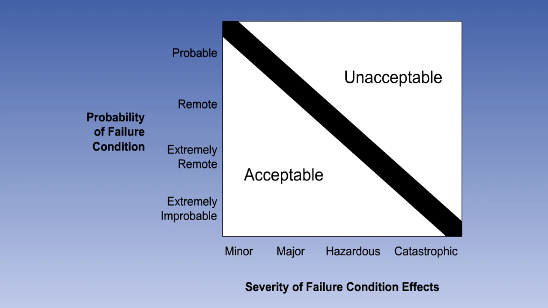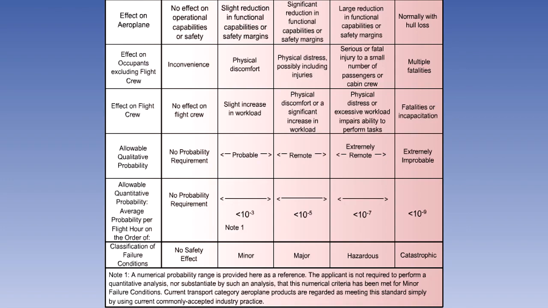The simple rule is that the more severe the outcome of a failure, the less likely must be the possibility of it happening. As you can see from the chart, a catastrophic failure must be extremely improbable, whilst a minor failure may be probable. Spend a moment studying this chart. It shows in a diagrammatic form the required relationship between the probability and severity of failure conditions.